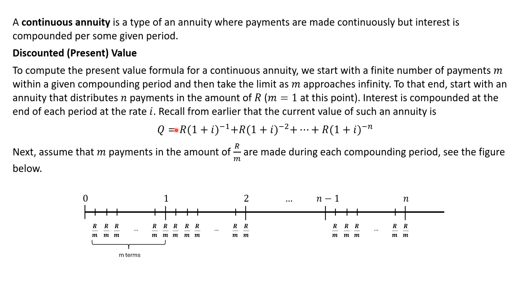Okay, so this is our initial amount that allows us to make these payments in the amount of r at the end of each period, and now we're going to change it and assume m payments in the amount of r over m are made instead over each period. So you notice when you add these together, you have m of these, and so m times r over m gives you r. So it's the same amount of money, it's just that it's being distributed m times during this period, and same for the next period, and so on.